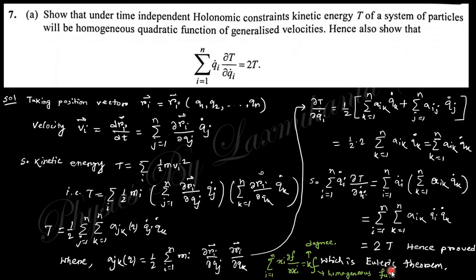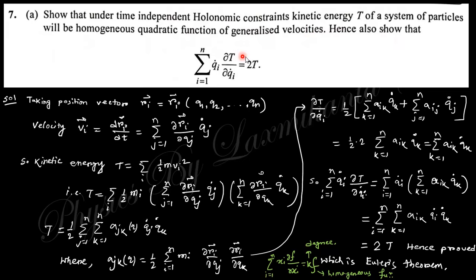Go to the next question. The next question says that under time-independent holonomic constraints, the kinetic energy T of a system of particles will be a homogeneous quadratic function of generalized velocity.